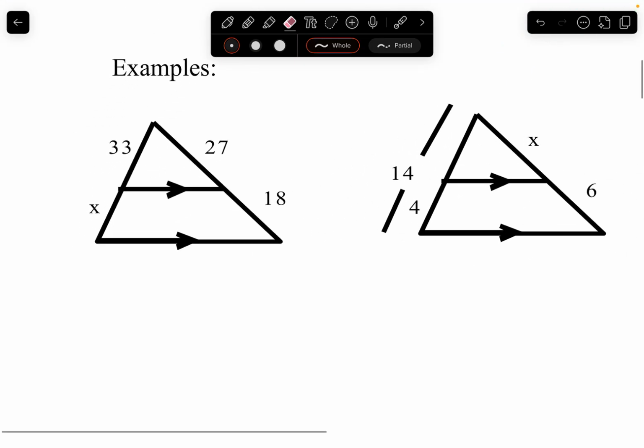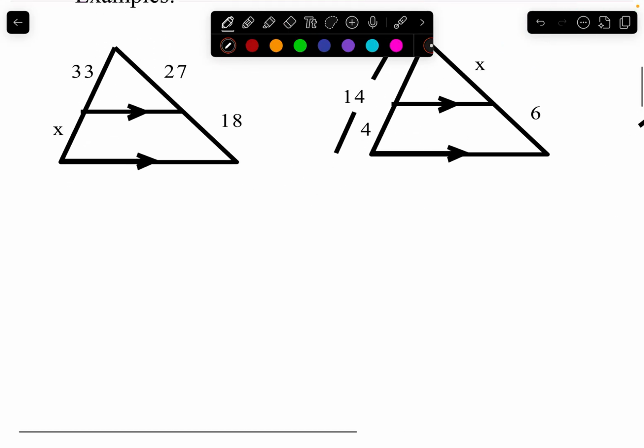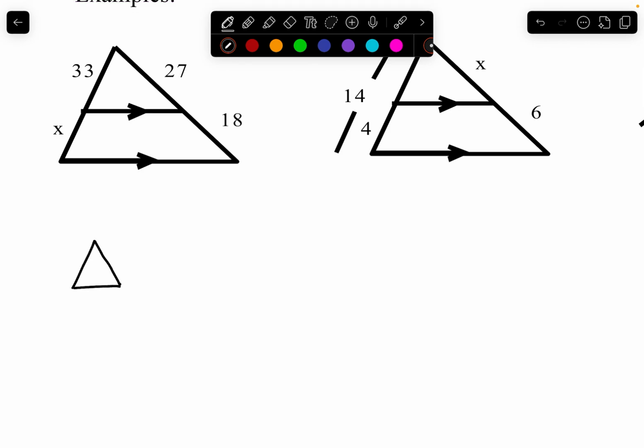So with this example here, what I'm going to do is I'm going to redraw this. And I'm so sorry if you hear my kids crying in the background. They're fine. They're just mad.